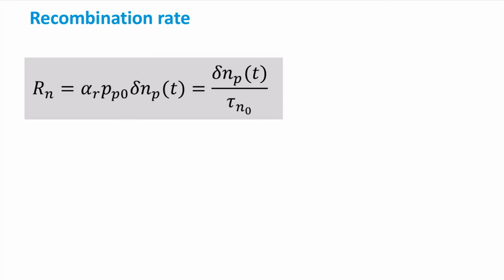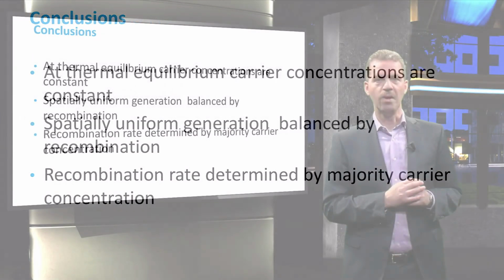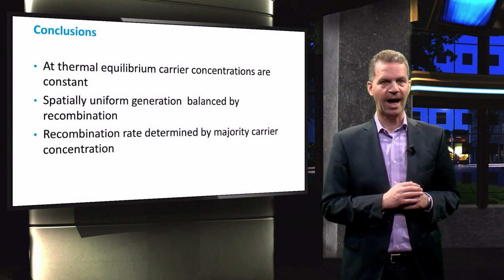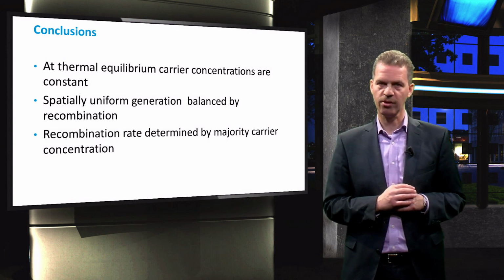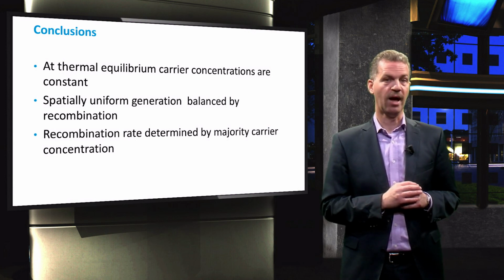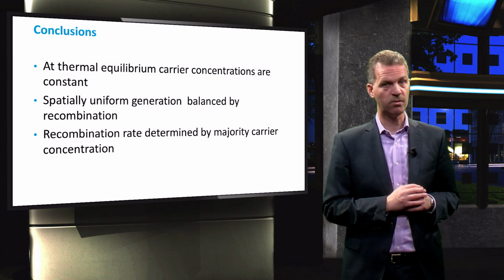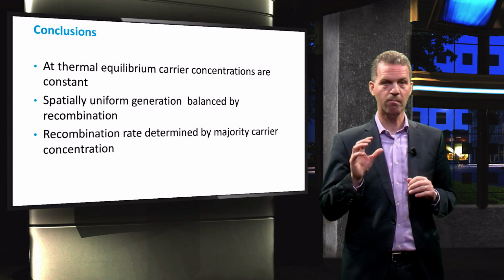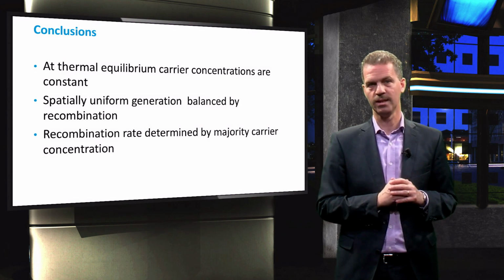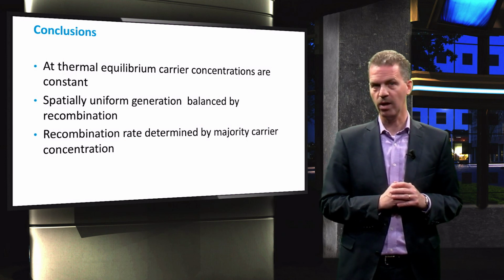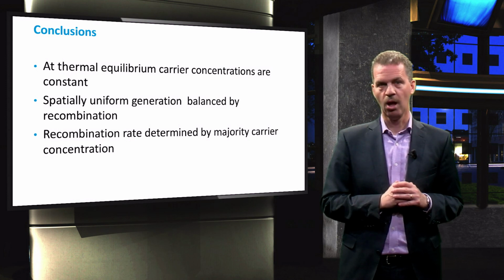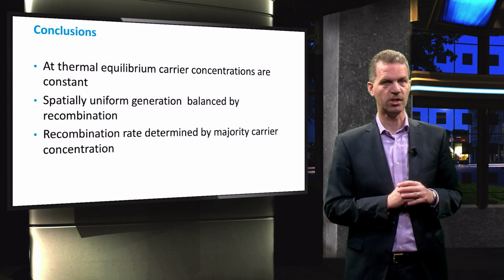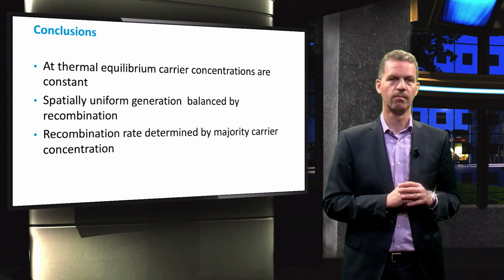So, to conclude this video, we have seen that at thermal equilibrium the carrier concentrations at a given temperature are constant as a function of time, that in case the generation rate of charge carriers is spatially uniform, this should be balanced by the recombination rate, and that this recombination rate is proportional to the thermal equilibrium majority carrier concentration of the semiconductor material.